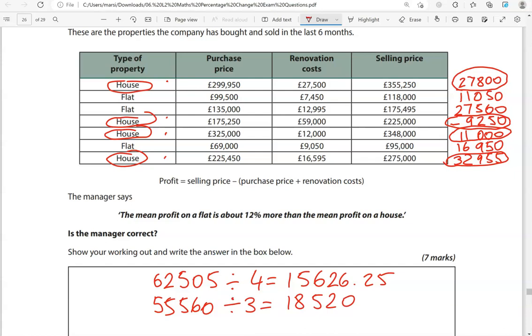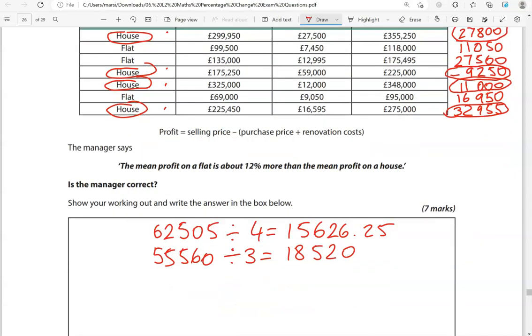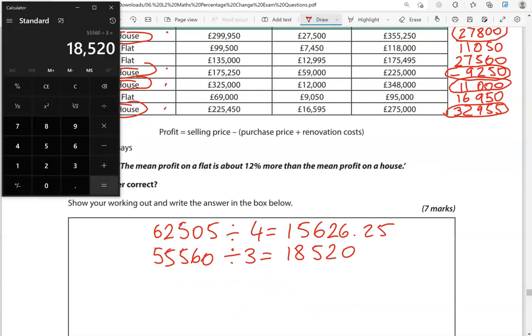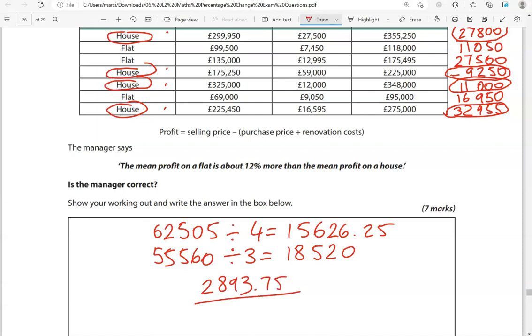So the manager says the mean profit on a flat is about 12% more than the mean profit on a house. So what we're going to do is work out the difference. 18,520 take away 15,626.25, which is 2,893.75 out of the mean profit on a house, because that's the low one that the manager says there is 12% more than.